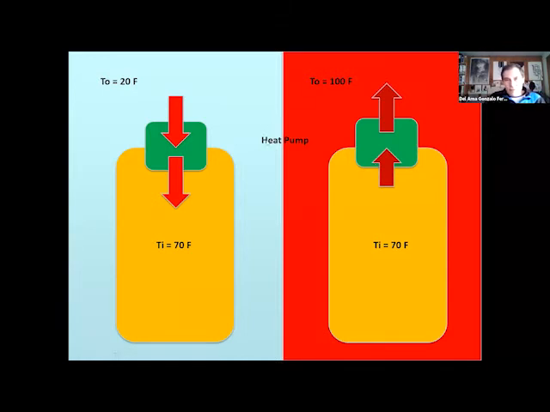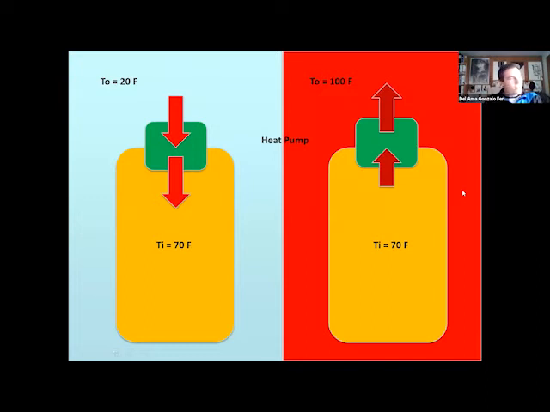Well, it's the only device that can provide us with cooling. So in summer, we have to use a heat pump. In winter, we have other options. We can burn something: pellets, wood, coal, gas, oil, whatever. We can burn something, heat up water, and then release that water heat inside the building. But in summer, the only way we have to keep comfort conditions is by using a heat pump.